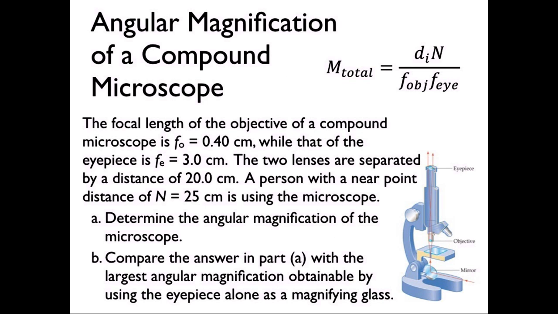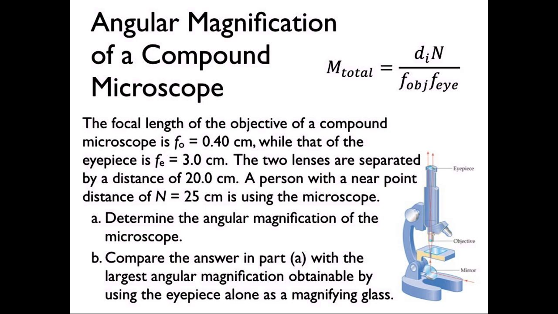This problem reads, the focal length of the objective of a compound microscope is 0.4 centimeters, while that of the eyepiece is 3 centimeters. The two lenses are separated by a distance of 20 centimeters, and a person with a near point distance of 25 centimeters is using the microscope. So what is the angular magnification of the microscope, and how does this compare with the biggest magnification you could get if you only used a magnifying glass, i.e. just use the eyepiece alone without the objective lens?